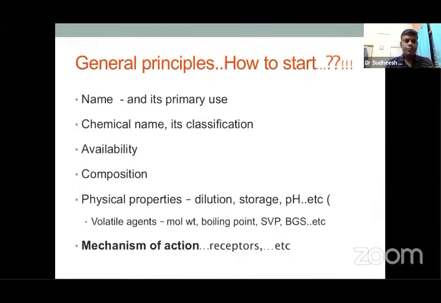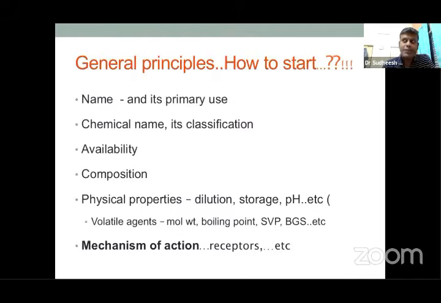Usually you start with the name of the drug, the pharmacological name, the chemical name, and its primary use, and if possible, a brief historical aspect of that particular drug. You can read about how the drug evolved and what the developments were. And next, the chemical name of the drug and its classification, to which group it belongs.